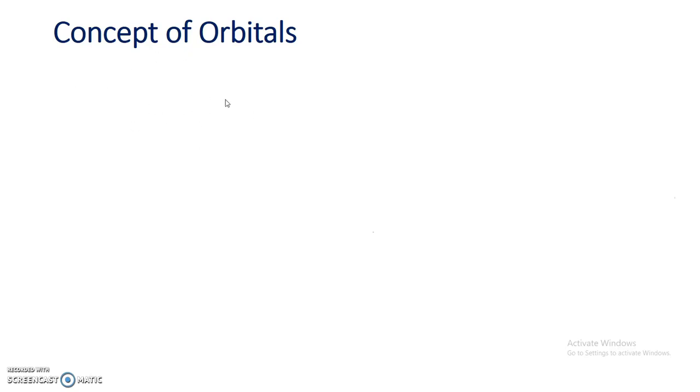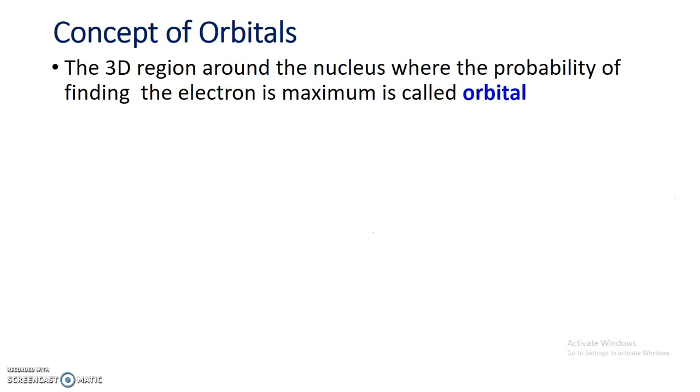Now in this video we are going to discuss the different shapes of orbitals. So, the concept of orbitals. Before that, what is an orbital? The three-dimensional region around the nucleus where the probability of finding an electron is maximum is called an orbital. So an orbital is a three-dimensional region around the nucleus where there is a maximum probability of finding an electron.